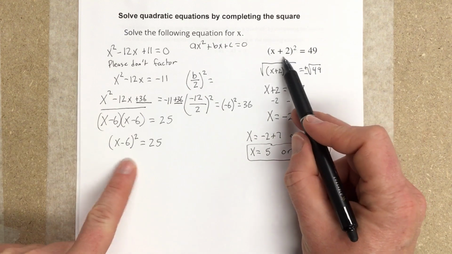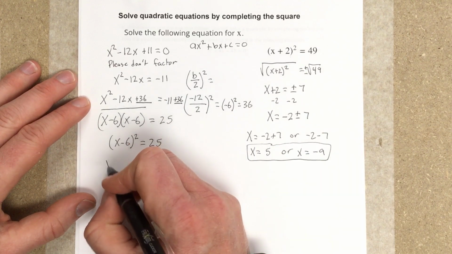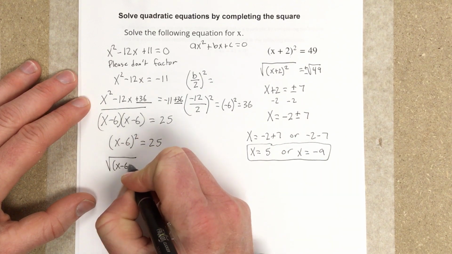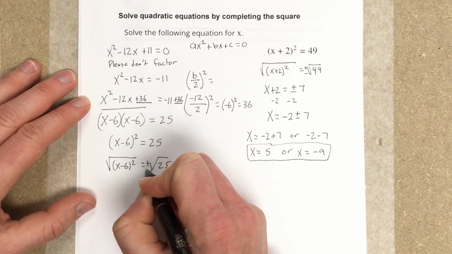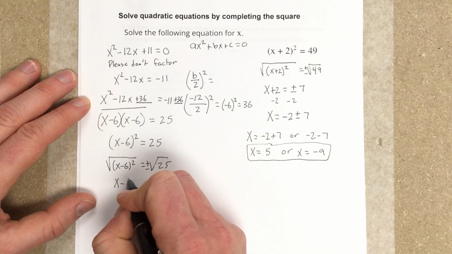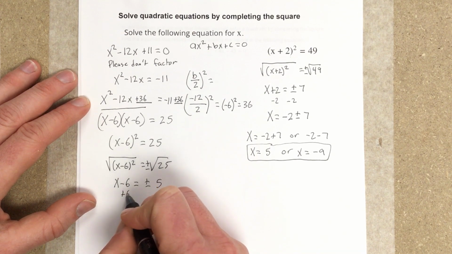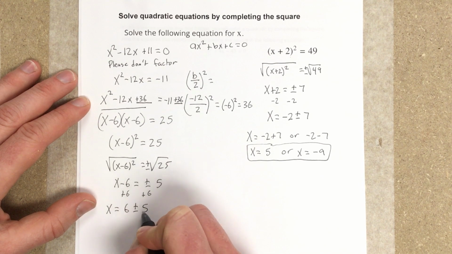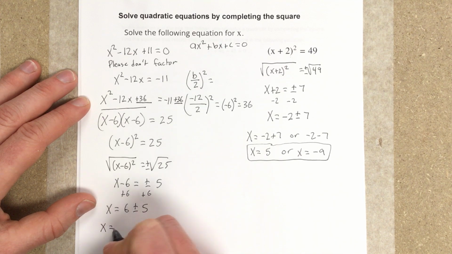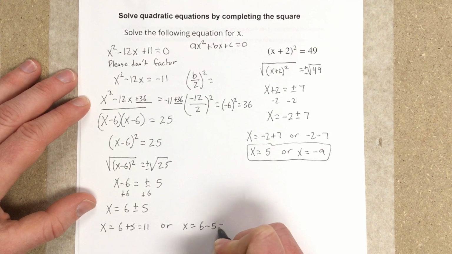And now I have the exact same type of problem that I had on the right side that I solved first. I'm going to square root each side. And when I square root the 25, remember I have to write plus and minus. So I get x - 6 is equal to plus and minus 5. Add the 6 to both sides. I get x is equal to 6 plus and minus 5. So x is going to equal 6 + 5, which is 11, or x is going to equal 6 - 5, which is 1.